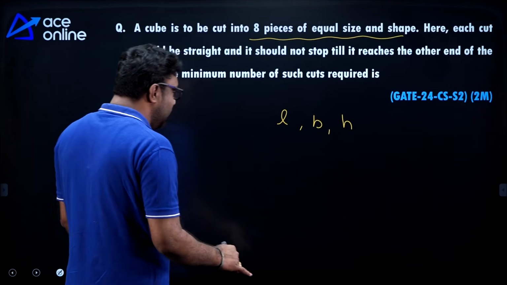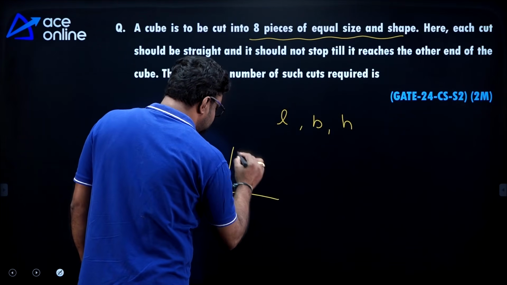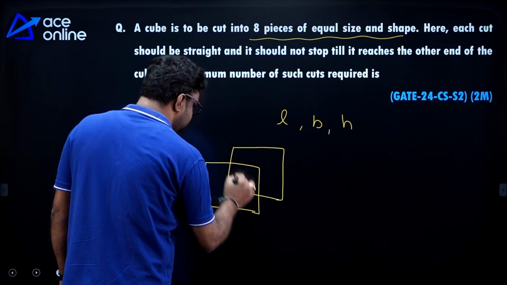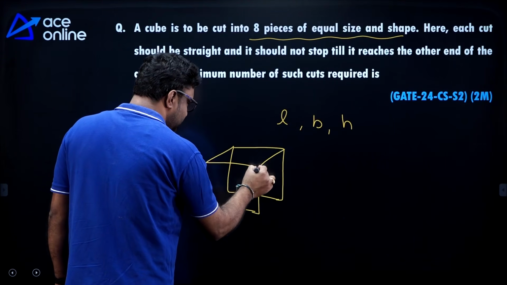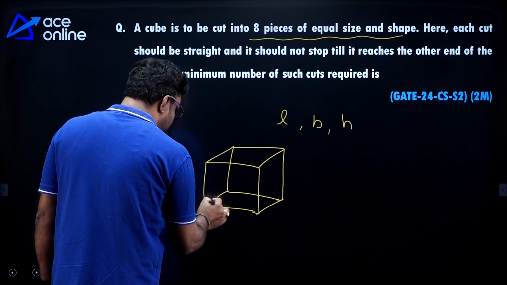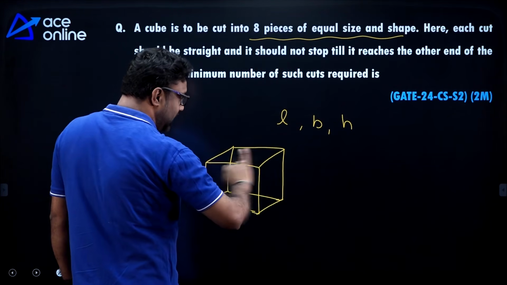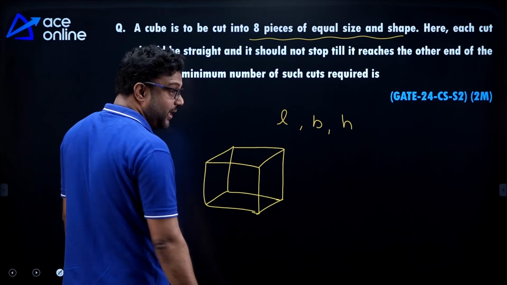Now see what we can do. If we have a cube, this is the cube, right? Now you cut this as per length, breadth and height point of view.